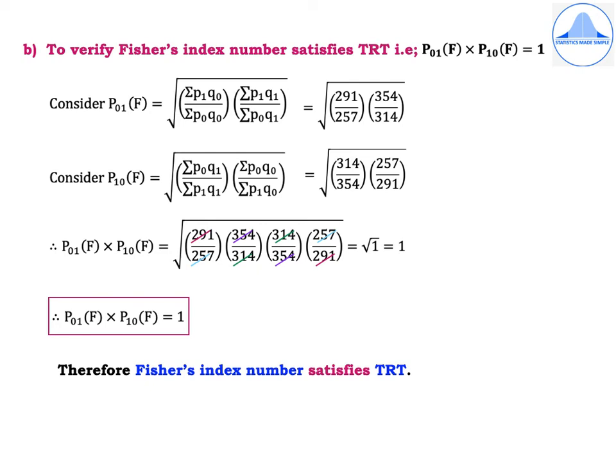Therefore, P01 of f into P10 of f is equal to root. List down all the 8 totals and you will see that all the values in the numerator and the denominator will get cancelled as indicated by the pink, purple, green and blue lines, and you get the value as equal to root 1, which is equal to 1. Therefore, P01 of f into P10 of f is equal to 1. Hence, Fisher's index number satisfies TRT.